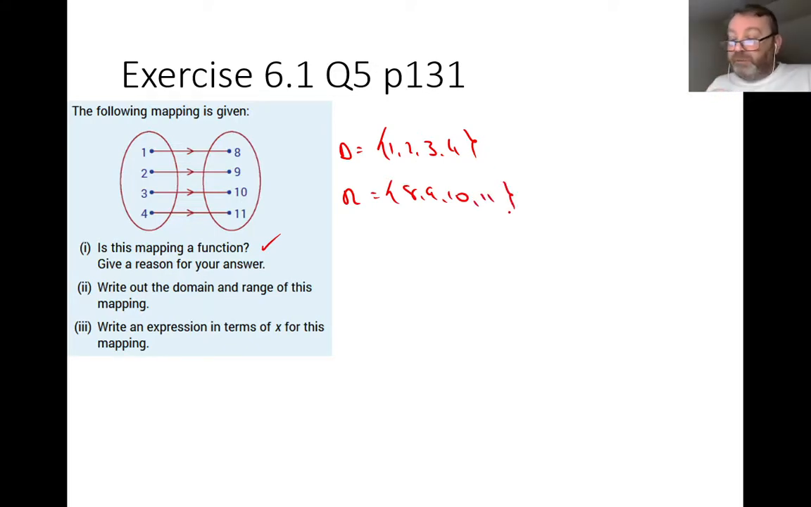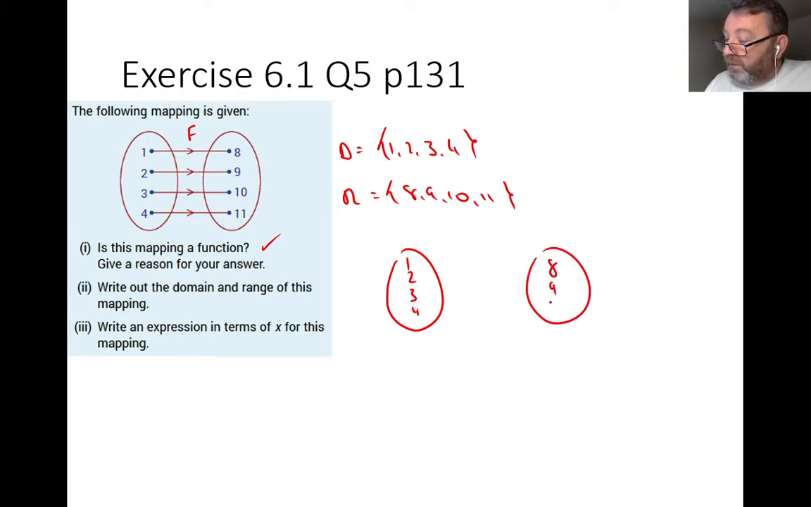And then it says, write an expression in terms of x for this mapping. In other words, what happened to 1, 2, 3, and 4 when they went through the function, which is represented by that arrow there, I'll put in an F here for the moment, and came out as 8, 9, 10, and 11. 1 comes out as 8. Why? Because we added on 7. Now, is that true for the rest of them? 2 plus 7 is 9, 3 plus 7 is 10, 4 plus 7 is 11. Yes. So therefore, here's what we would say. If you take the values of 1, 2, 3, and 4, and you want to get the values of 8, 9, 10, and 11, then the function that we're going to use is x plus 7.